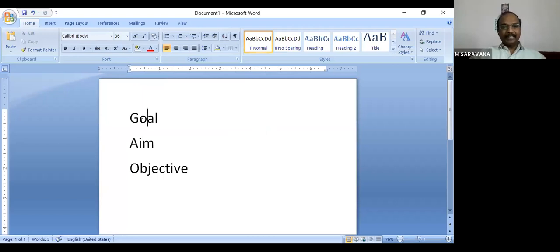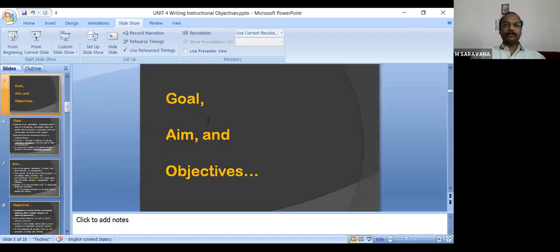So it is not synonym to each other. Why? Because that is our topic, we will see that. We always feel that goal, aim, and objectives are synonyms of each other, but it is not like that as per the dictionary of education. So let us see what is goal, what is aim, what are objectives, and what is the difference with each term, with some examples.